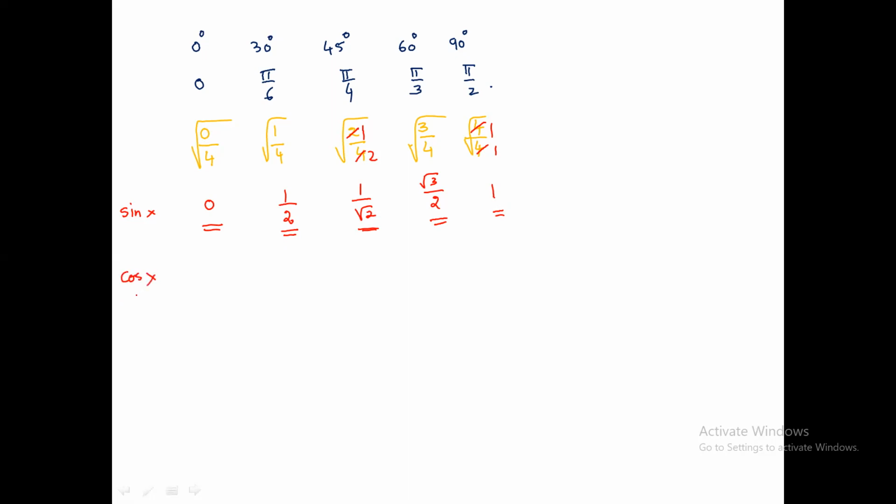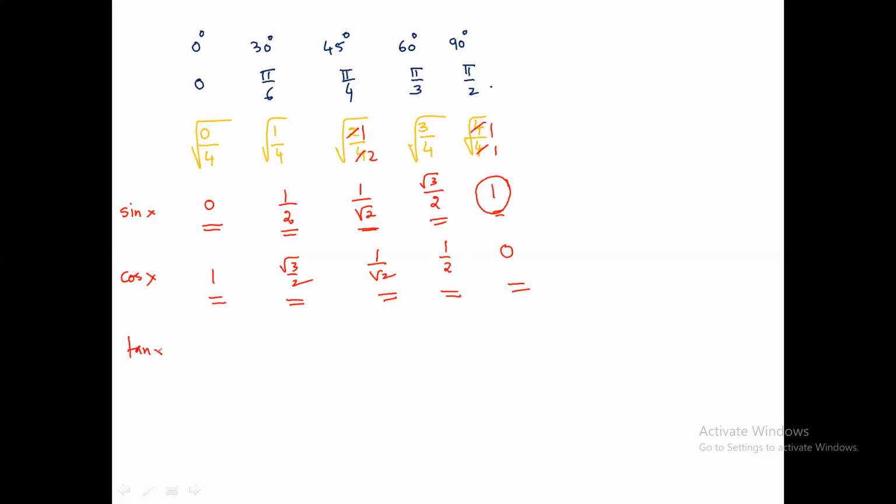For cos x, you need not write again 0, 1, 2, 3, 4 like that. You start writing from the last number 1. Then next root 3 by 2. Then 1 by root 2. Then 1 by 2. Then 0 in the end. That means cos 0 is 1. Cos 30 degrees is root 3 by 2. Cos 45 degrees is 1 by root 2. Cos 60 degrees is 1 by 2. Cos 90 degrees is 0.